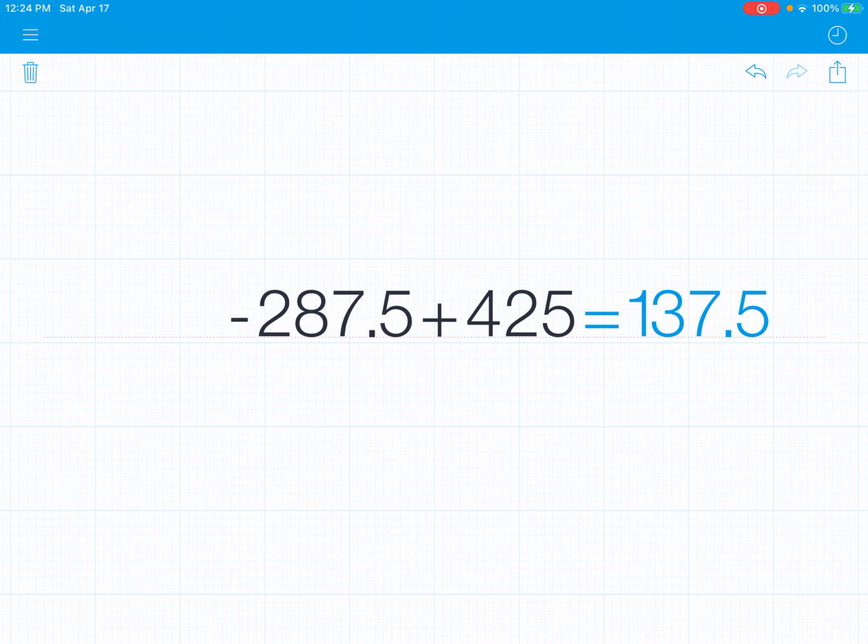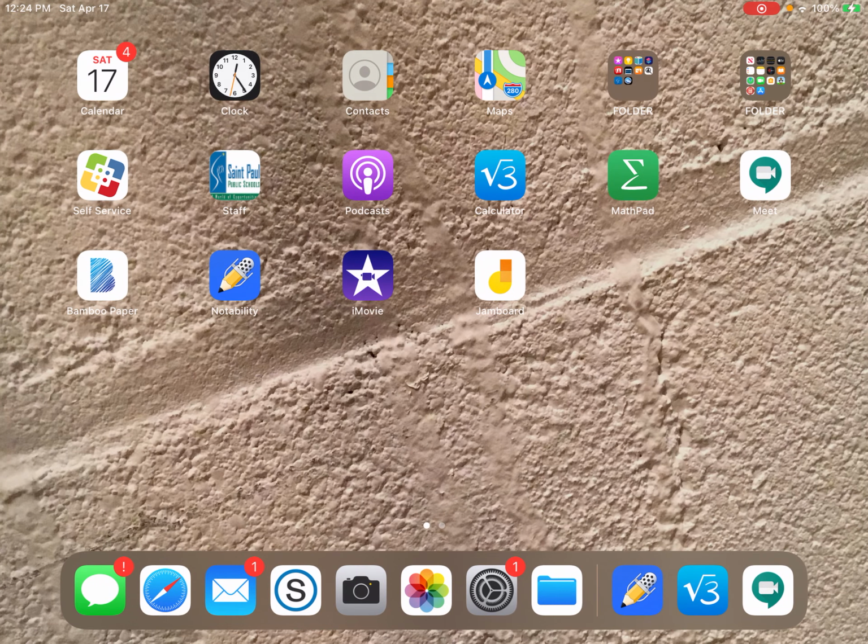137.5. Well, some of you might be like, wait a minute, how did that get so small? Negative numbers, right? And positive numbers. When we put them together, it's going to be somewhere less than the positive number for sure. All right, so it's 137.5. Let's see here, where were we?